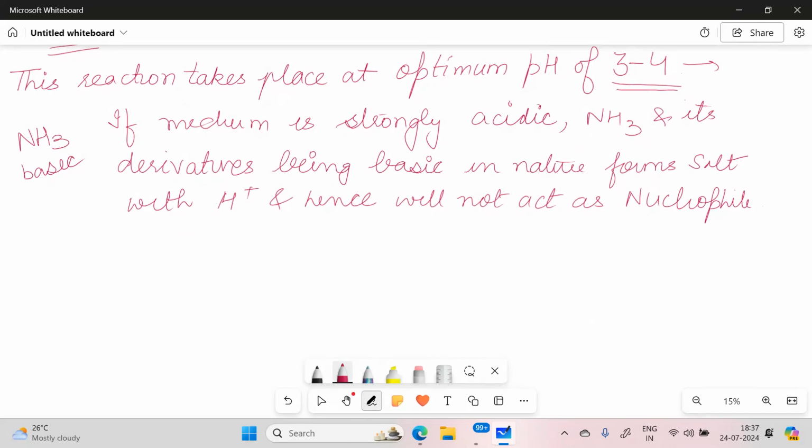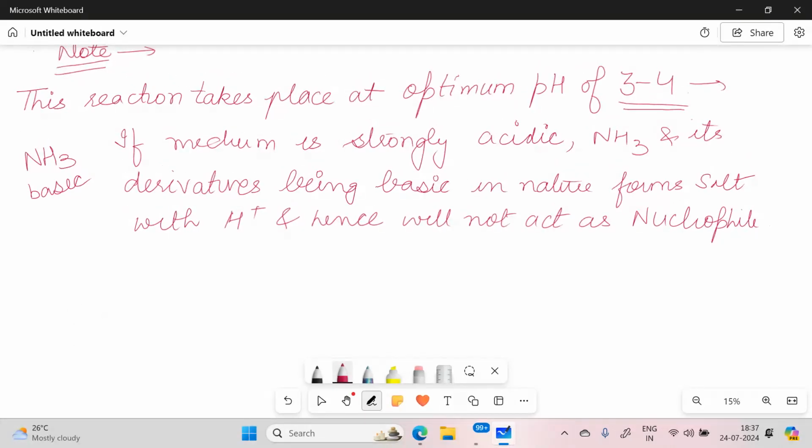Is it done? If the medium is basic, the reaction gets slowed down. Medium is basic, reaction becomes very slow, because you need acidic medium for the reaction, the same reason as we have done for dry HCl gas. Because if you have an acidic medium, it protonates the oxygen, which increases the electrophilicity of the carbon.